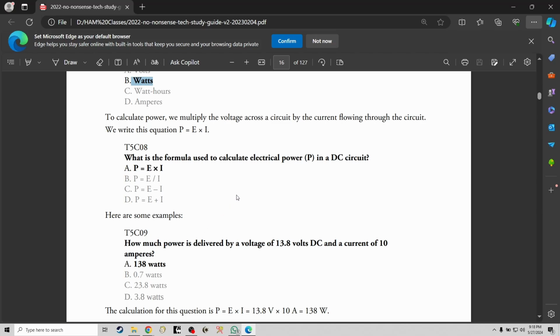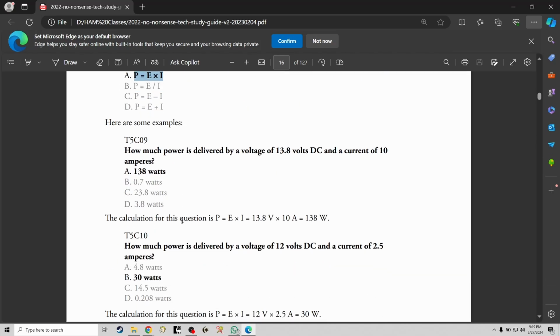Some more calculations, some more formulas. To calculate power, we multiply the voltage across a circuit by the current flowing through the circuit. So P equals E times I. All right. Which formula is used to calculate electrical power P in a DC circuit? P equals E times I.